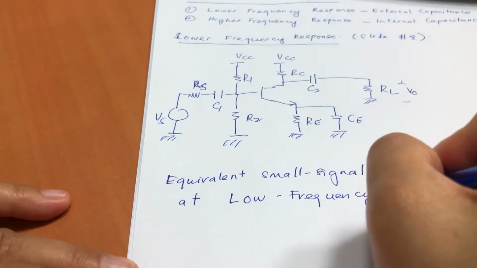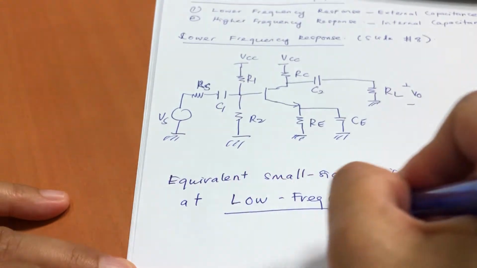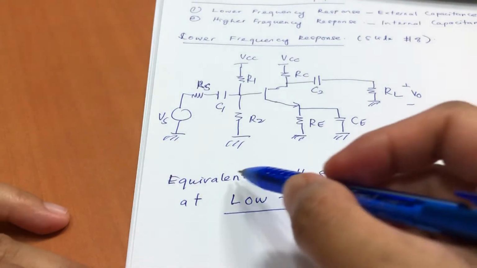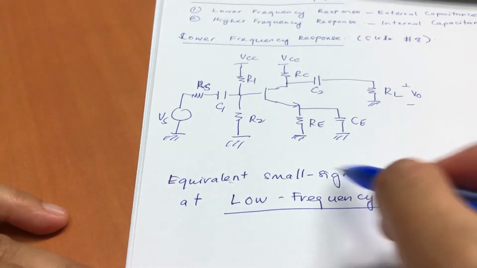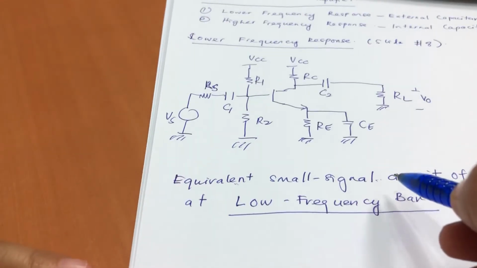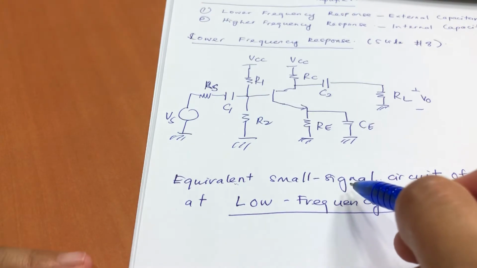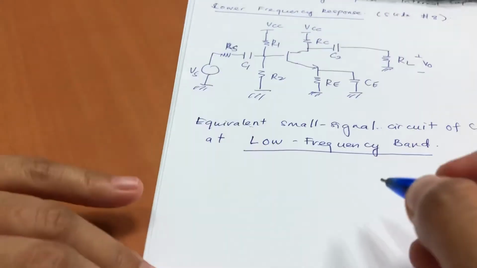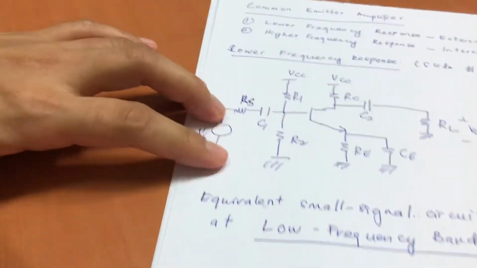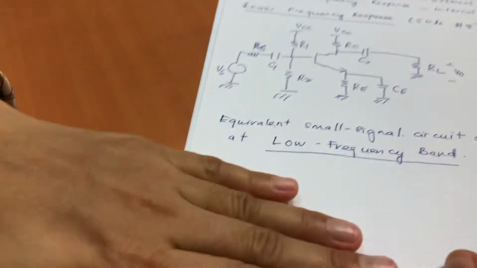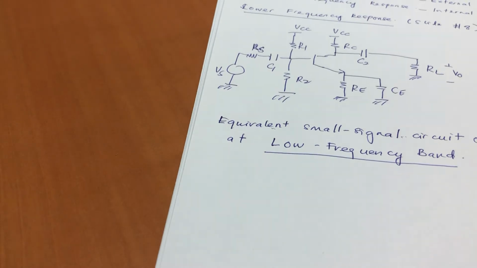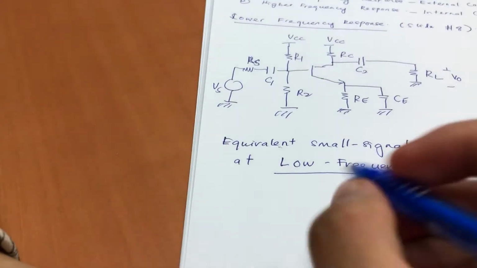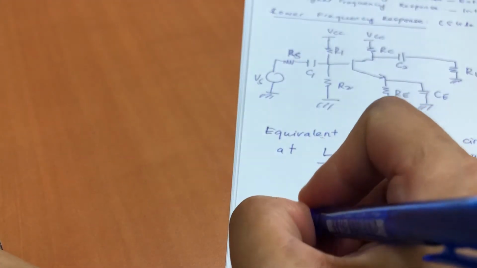If your question in the exam asks you to draw the overall small signal equivalent circuit, the wording is interchangeable. You have to draw the whole circuit. I want you to know the whole thing. From here you have to transfer to the small signal equivalent circuit of this common emitter amplifier, including all the external capacitances.